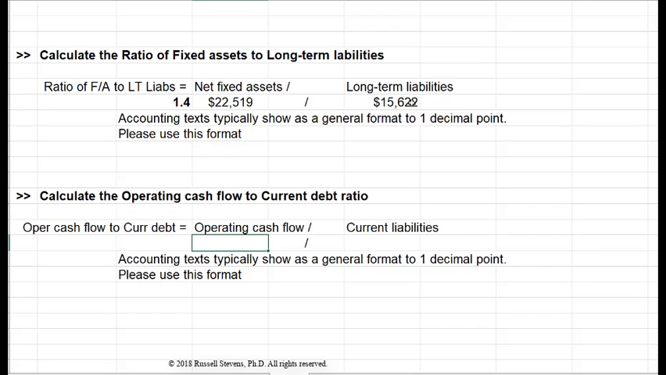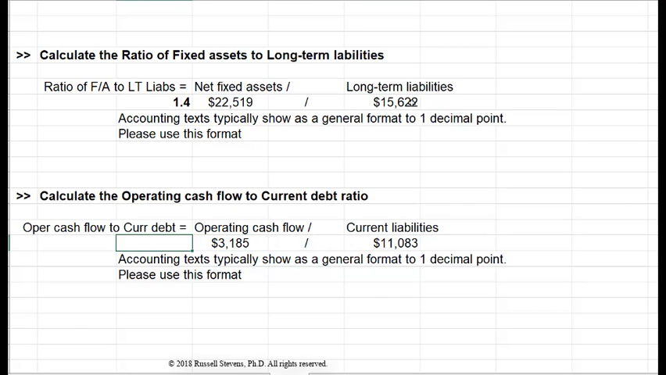The operating cash flow to current debt ratio uses a number from the statement of cash flows. The operating cash flow for current year FYA of $3,185,000. It also uses a number from the balance sheet, the total current liabilities for current year FYA of $11,083,000. Of course, when entering the data into the workbook, the trailing 3 zeros are ignored on both numbers.